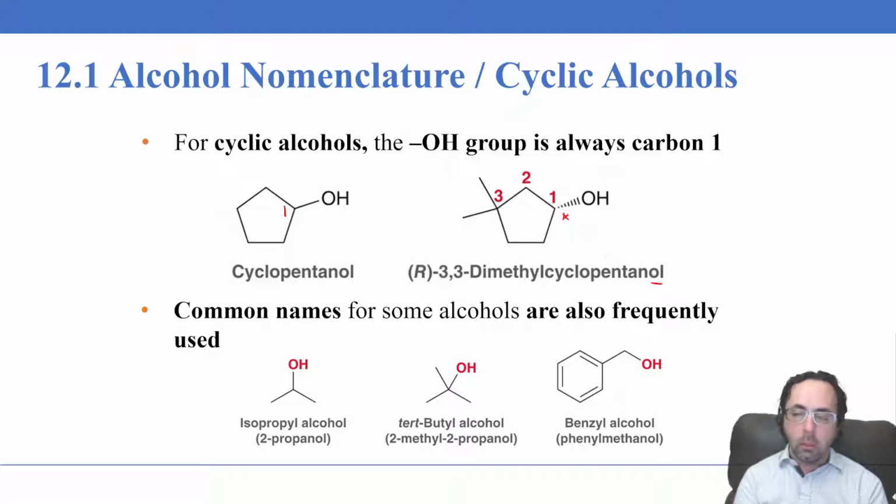Also, I'm just going to say something about the "an." The "an" says that there's no "enes" basically, or "ynes." So if we're going to get into examples where we have ene-als, alkenes that also have alcohols, we would say something like ene-al. But since this is all carbon-carbon single bonds, we're going to say an-al.